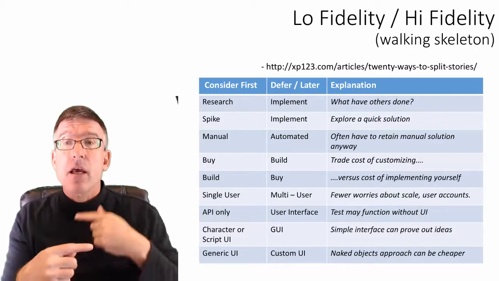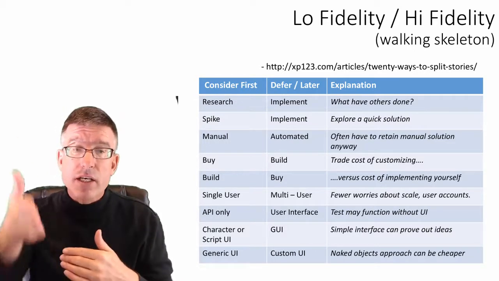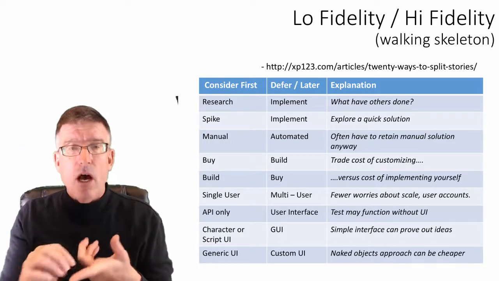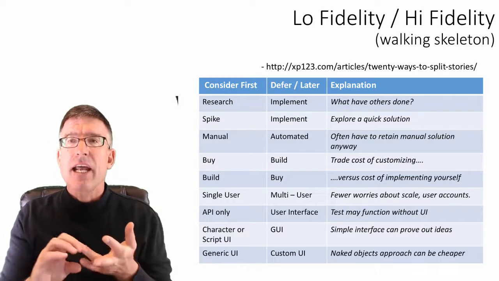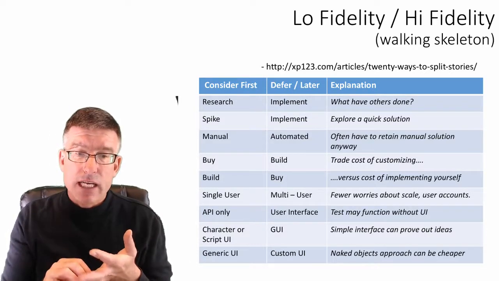So you can see that there's just a number of techniques in which we could split stories along using models, using the acceptance criteria, and having a low fidelity, high fidelity implementation.